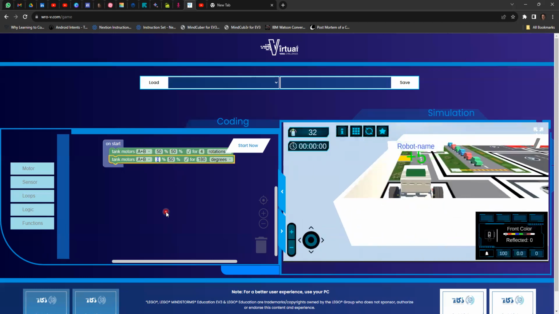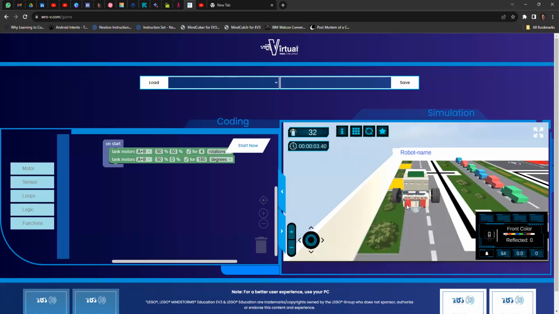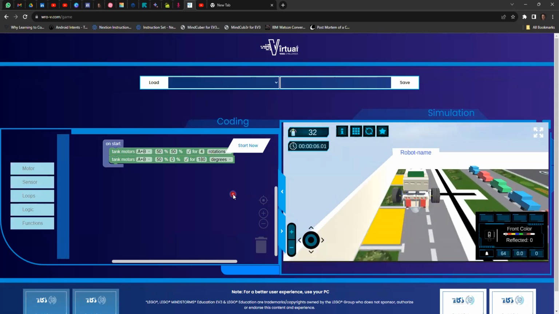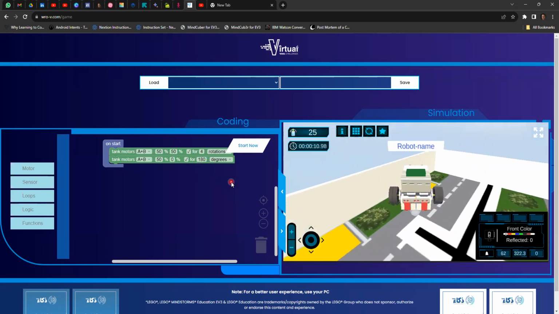So actually, I should go with this left one. So like 50%, and the other motor will be 0%. Let me try it now. So the robot will move forward like for 4 rotations and then turn the left side for 180 degrees, which is like half a rotation. But if you notice that one of the 2 motors is not running, it's just stopping. So the robot will move around this axis. So this motor will stay in the same place, but the other motor will go the other side. So it's gonna draw half a circle here.